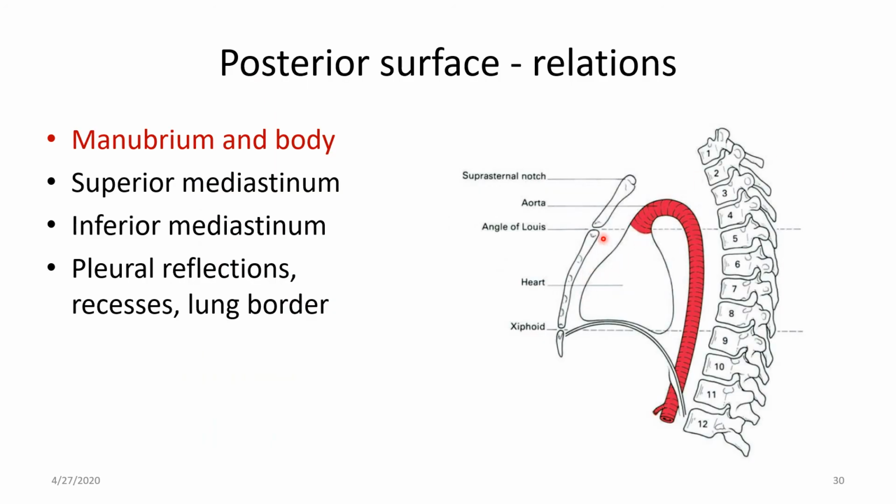Here also you can see the relations of the posterior surface, and you know what is the angle of Lewis, and then the boundary between the superior mediastinum and the inferior mediastinum, and this is the body of the sternum, which forms the anterior boundary for the inferior mediastinum, which is divided by the presence of this heart into anterior mediastinum, middle mediastinum and posterior mediastinum. So the body of sternum forms the anterior boundary for the anterior mediastinum, and then you can understand the posterior relations by reviewing the pleural reflections and then the borders of the lung.